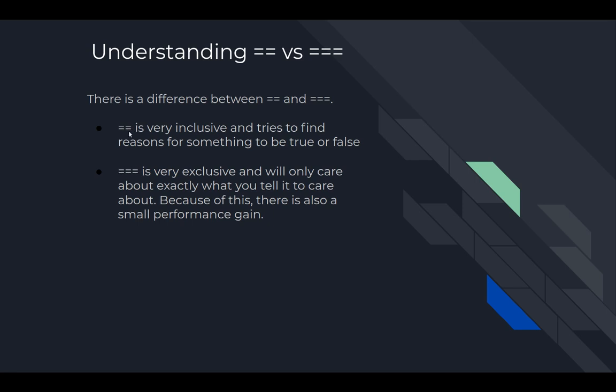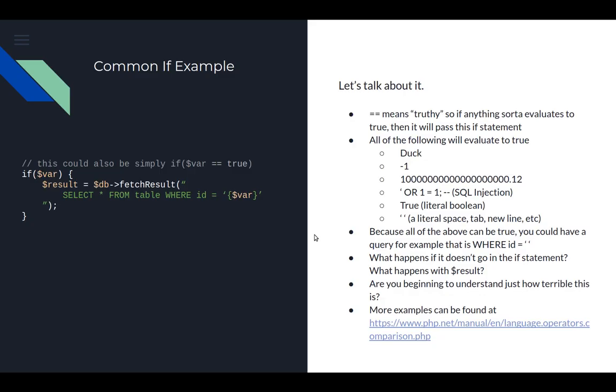Double equals will get you in trouble, and random bugs will happen because a value that you weren't expecting suddenly showed up in your if statement and ruined some stuff. But if you have a triple equal, then you're going to program in a way where you know exactly what's going to get in that if statement. So let's see some examples here.